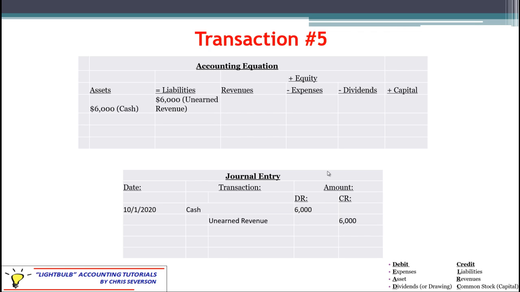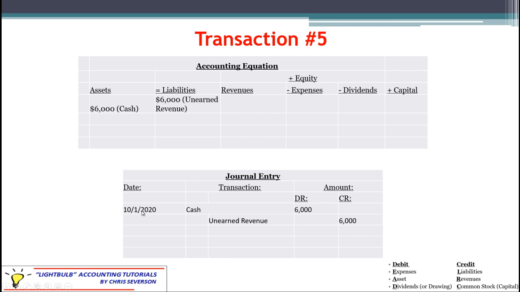Now I know when you see the word revenue there, it sounds like, hey, this is a revenue type account, but it's unearned revenue, which means it's a liability. It's a liability to our customer because we owe them something down the road. They've given us money. We owe them something in return that we have not yet given them, whether that be the service or maybe eventually we have to pay them the money back if we can't provide the service. So we're increasing an asset, cash. We're increasing a liability, unearned revenue.